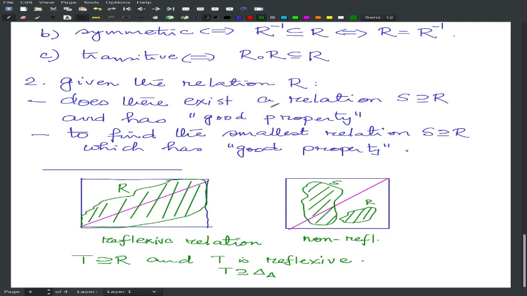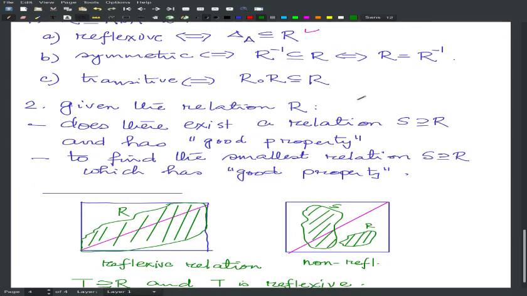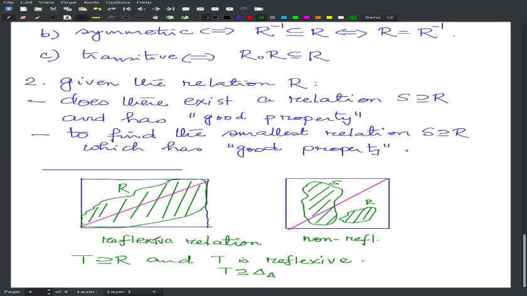Reflexive, that's 1A, if and only if. So it's reflexive if and only if, so that's the picture which suggests on the left. So T is going to contain the diagonal. But you have told me T is also containing R.